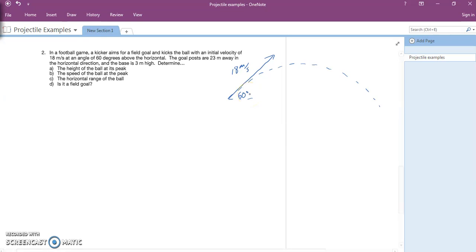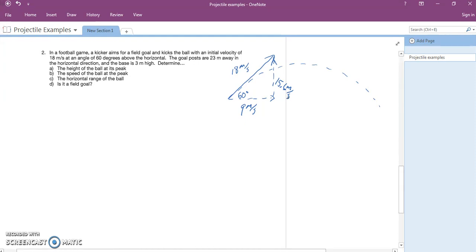The first thing we need to do is to break our velocity into x and y components. We need to componentize this, because we can't deal with it at an angle, we need to treat the x and y components independently. So using SOHCAHTOA trig here, we'll end up with the x component of 9 meters per second and the initial velocity in the y direction 15.6 meters per second.